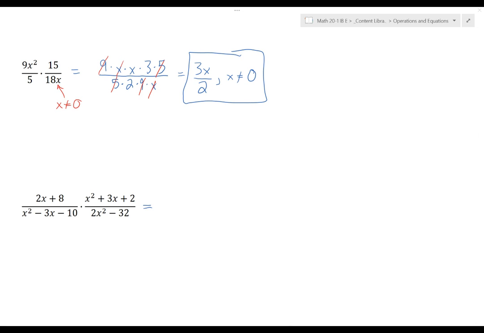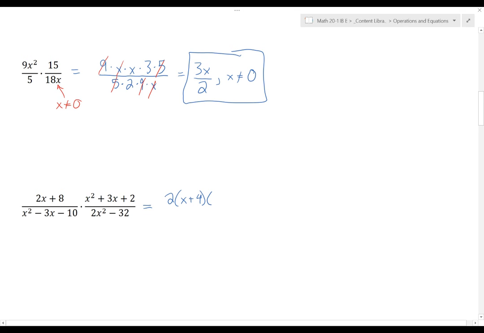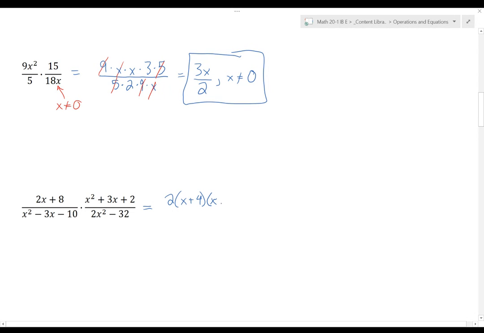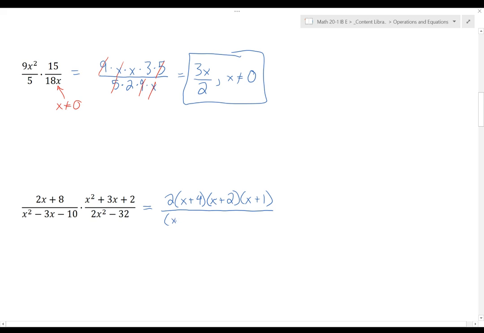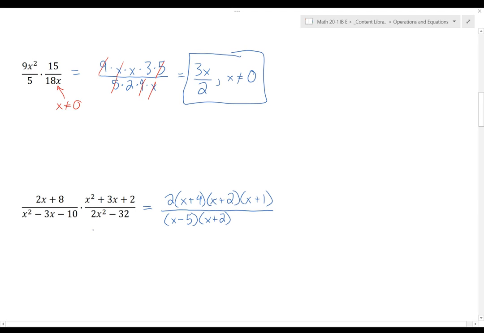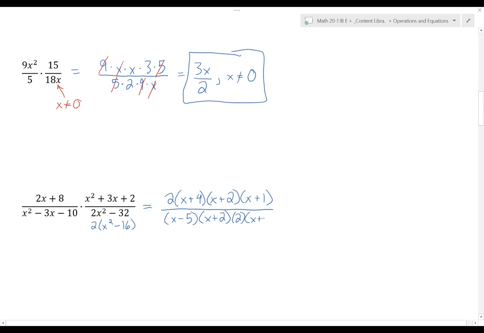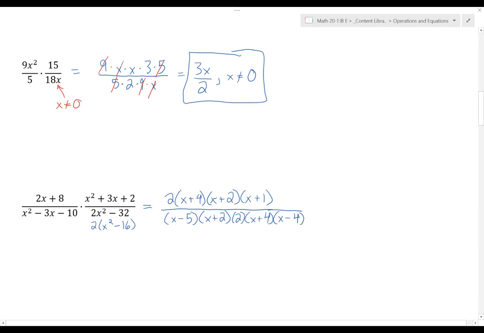So factoring 2x plus 8, I get 2 times x plus 4. Factoring x squared plus 3x plus 2, I get x plus 2, x plus 1. In the denominator, x squared minus 3x minus 10 is x minus 5, x plus 2. 2x squared minus 32, now I'm going to kind of partially factor that over here because I have a common factor, which is 2 times x squared minus 16, but x squared minus 16 factors further to x plus 4, x minus 4. So I fully factor.